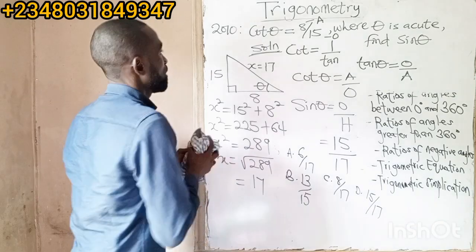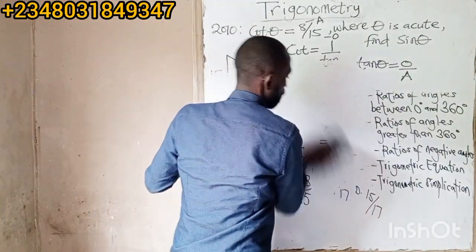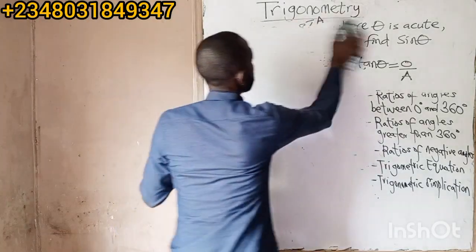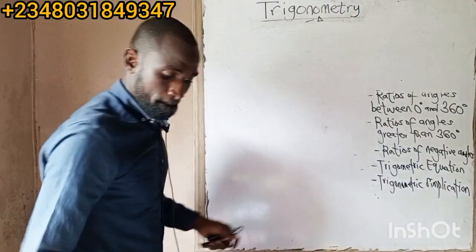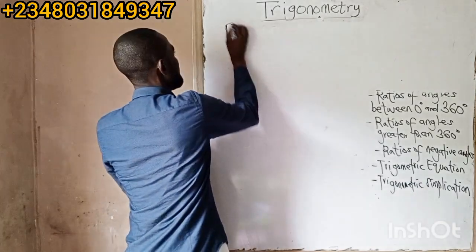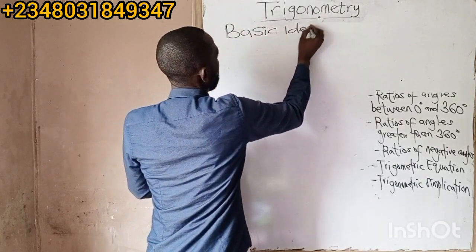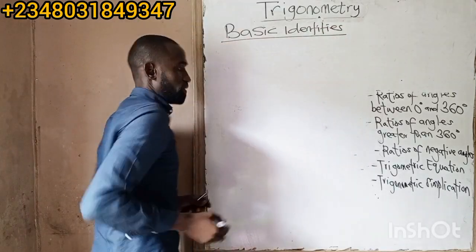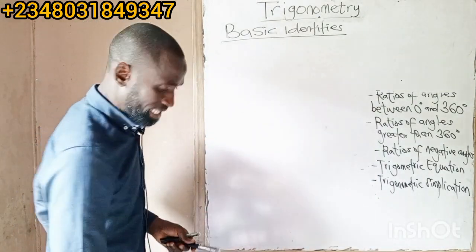The first one here. Let me wipe this one off. You can pause the video and see the way we solve the questions. This relationship between the ratios is what we call basic identities. Alright, so class, let us go. What's the meaning of basic identities?